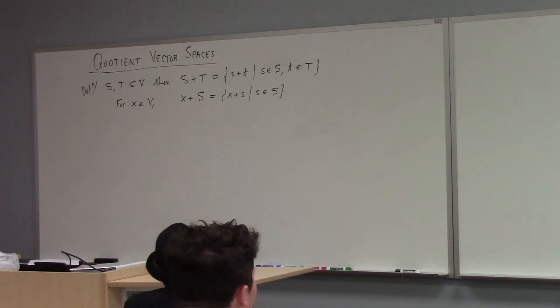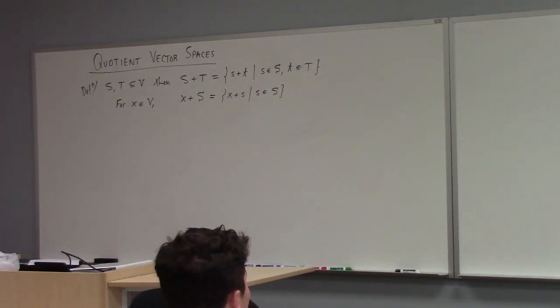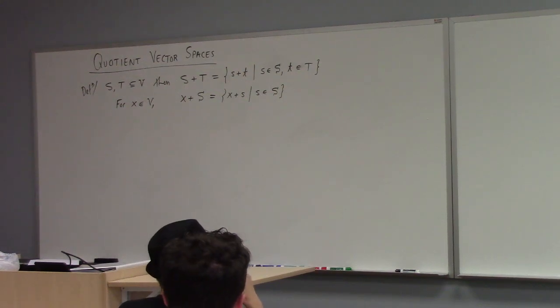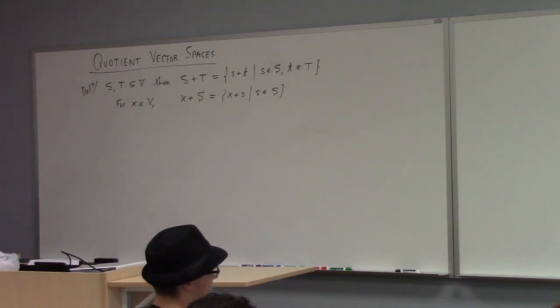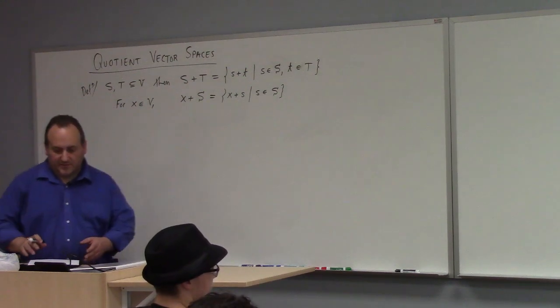So a coset is when we do this with respect to the set being a subspace. If we let S be a subspace and do this X plus S business, then it's called a coset. Let me define that carefully here. So here's the definition.